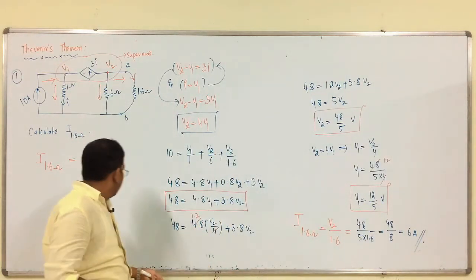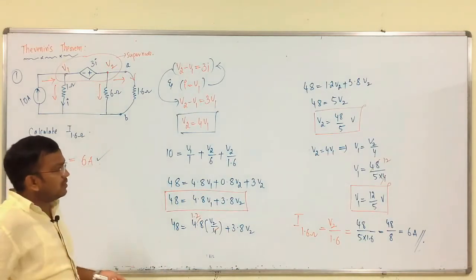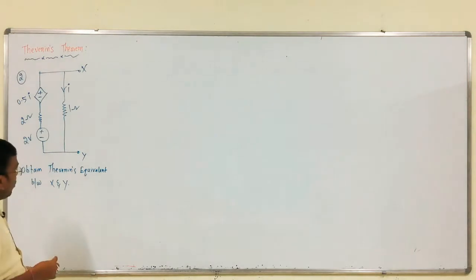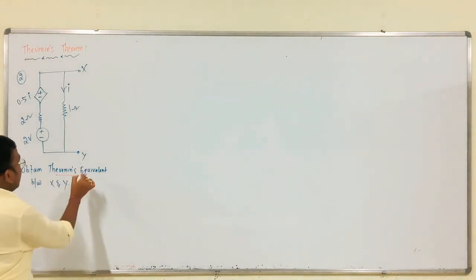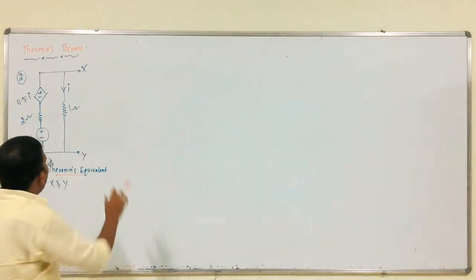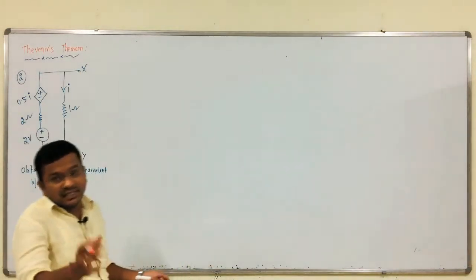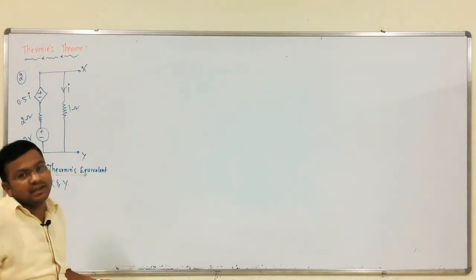So, answer is verified, answer is 6 amps. Let us discuss this problem. So, this is the circuit. From this we have to get Thevenin's equivalent between X and Y. He provided open circuited terminals directly. So, now we have to get the Thevenin's equivalent circuit only up to step 3, that is it.